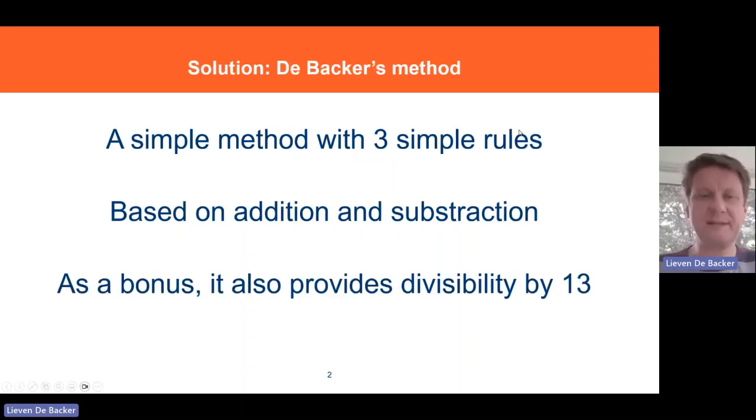So today I present the method with 3 simple rules that you can use for head calculation. It means you see the number, you do the calculations in your head, and you find if the number is divisible by 7, and also if it's divisible by 13. And it's, as I already said, based just on addition and subtraction.